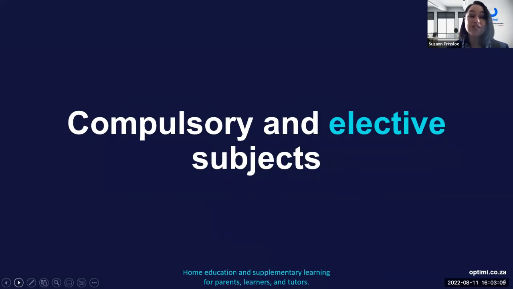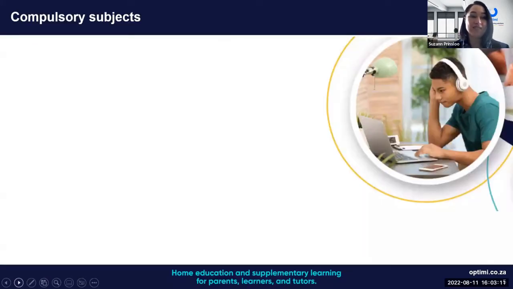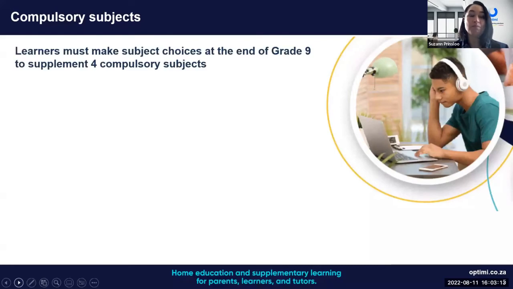Before you can start choosing your elective subjects, there's a couple of compulsory subjects that you need to be aware of. At the end of grade 9, a learner must make choices in terms of their subjects when they decide to enter the FET, or the further education and training phase. They are entering the National Senior Certificate phase, which means that they would need to take 4 compulsory subjects as well as 3 elective subjects.